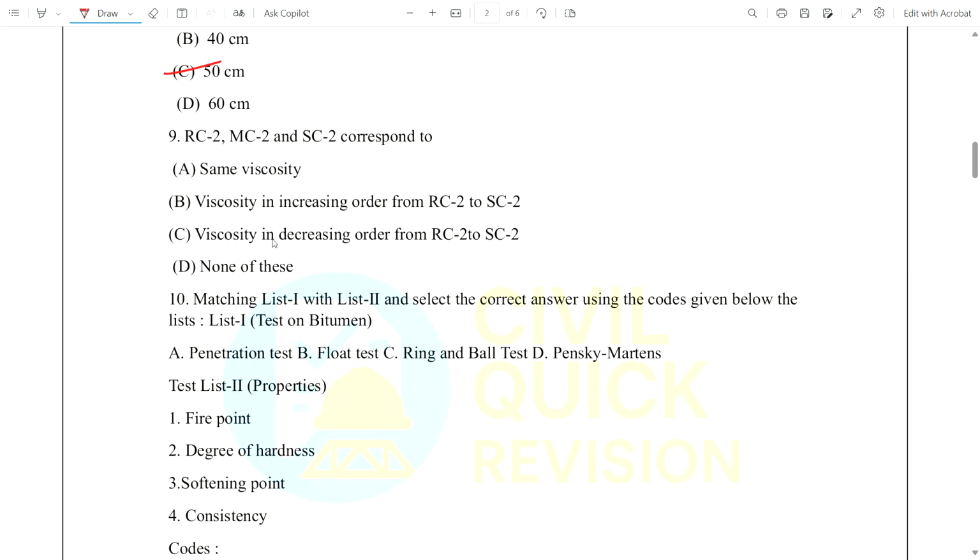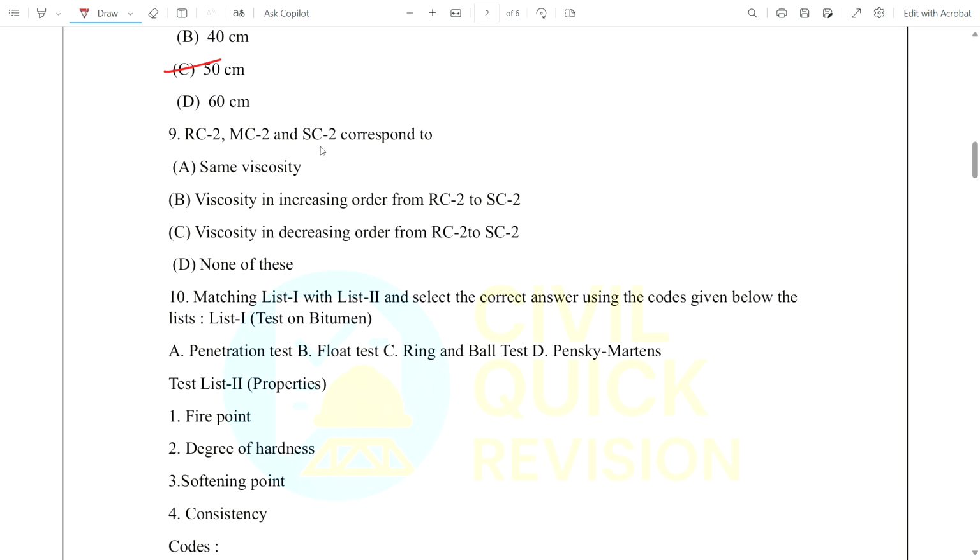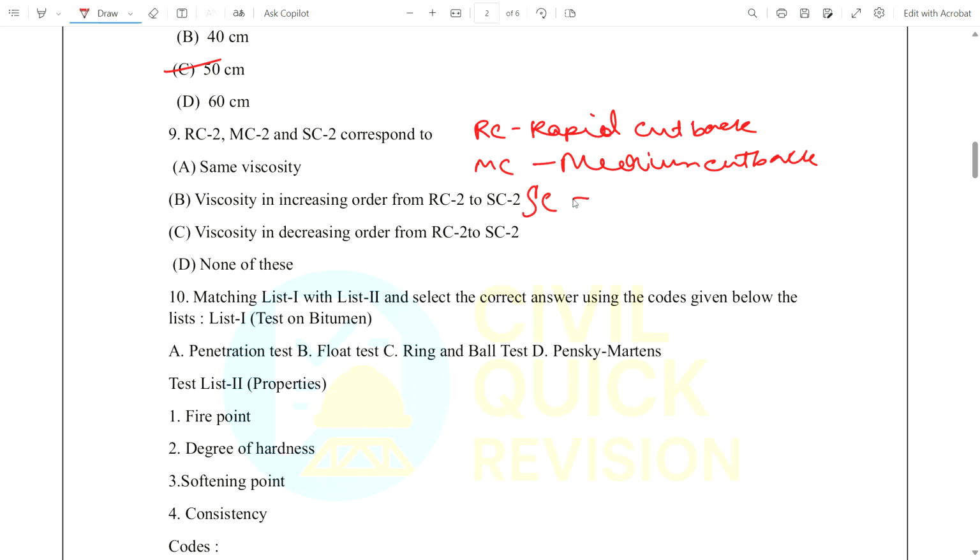Now coming to question number 9. It mentions RC2, MC2 and SC2. What are RC, MC and SC? RC is rapid cutback. MC means medium cutback, and SC means slow cutback. Here the values are the same, 2, 2, 2. What does this correspond to?